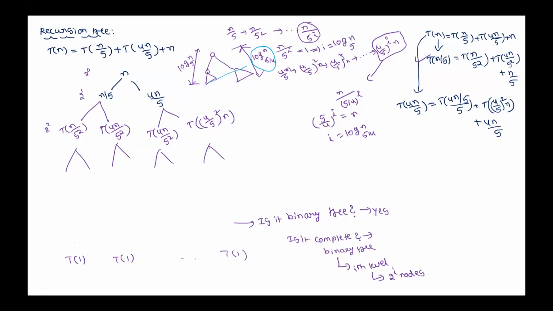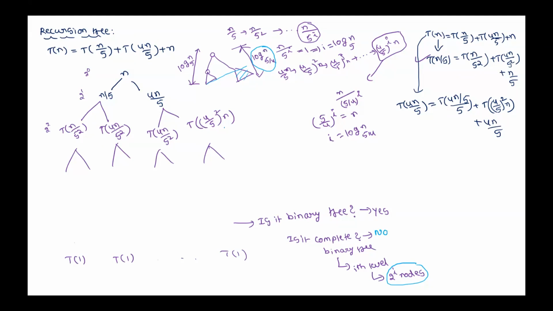After the remaining part also, some nodes will be there. After log n base 5 level, there are no nodes on the left side. But on the right side still some nodes will be there. Whether this condition, ith level 2 power i nodes, is satisfied or not after log n base 5 level? Not satisfied, sir. Correct. That means, is it a complete binary tree? No.